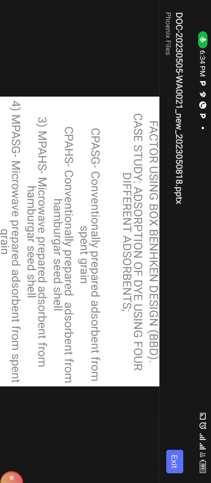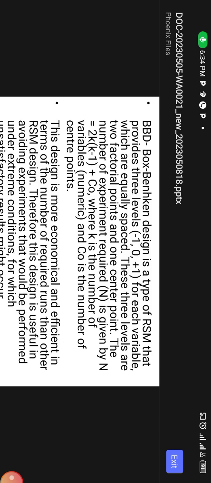The 4 adsorbents were prepared from 2 different biomass. We have spent grain, we have hamburger seashell, via 2 different activation methods. We have conventional and we have microwave methods of activation, giving us 4 different adsorbents. CPASG is conventional prepared adsorbent from spent grain. CPAHS is conventional prepared adsorbent from hamburger seashell. MPAHS is microwave prepared adsorbent from hamburger seashell. MPASG is microwave prepared adsorbent from spent grain.